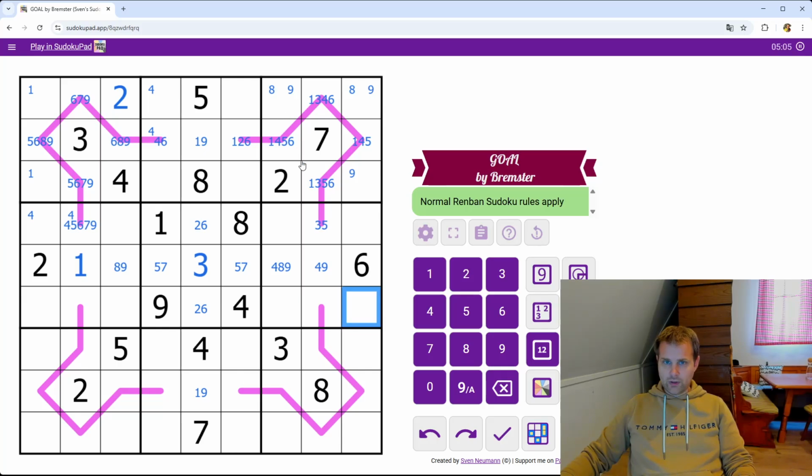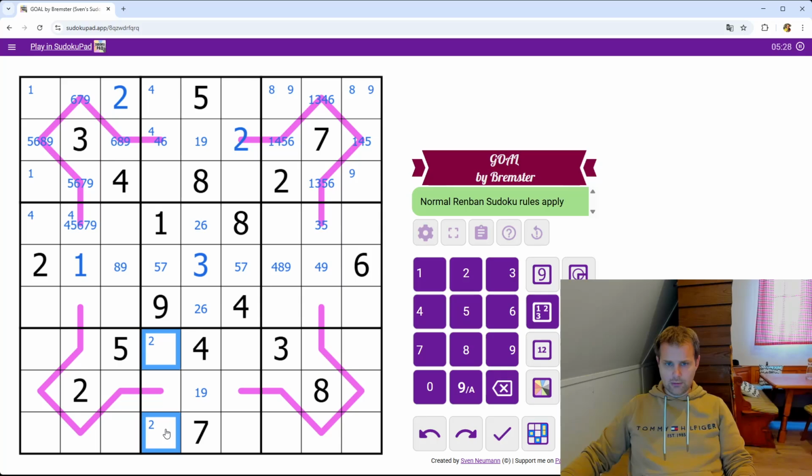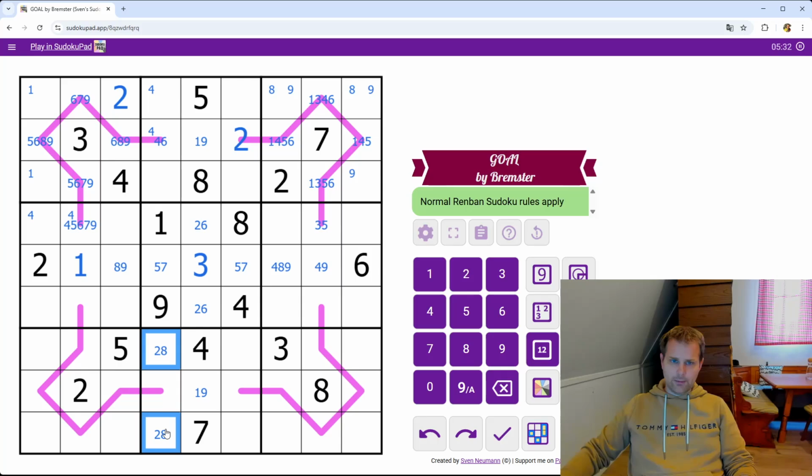And because that is not a 2, this must be a 2. Because these are all not 2, and there must be a 2 on there. So this is a 2. And that means one of these is a 2. Also looking at the 8s, they go here as well. So this is actually a 2-8 pair.